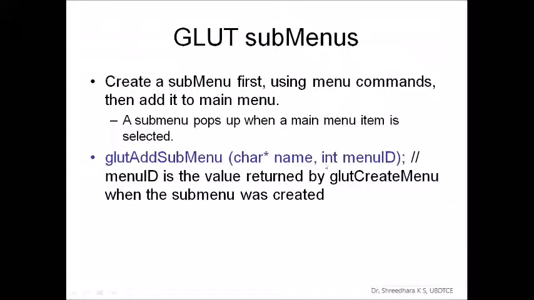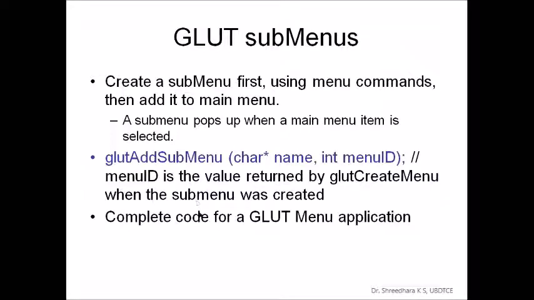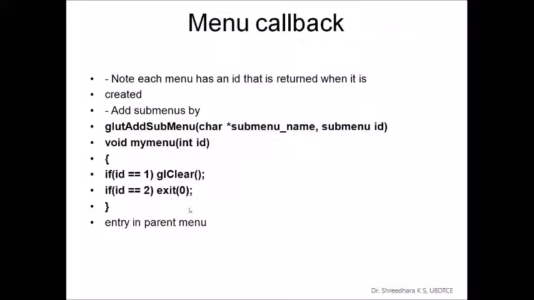Here is the complete code for the GLUT menu application using glutAddSubMenu. Inside this myMenu(int id) function, you are catching the corresponding id value. If id is equal to 1, you call the function glClear. If id is equal to 2, exit.